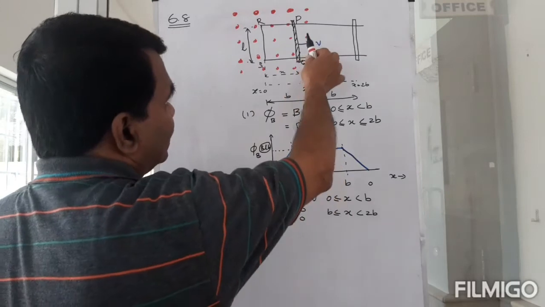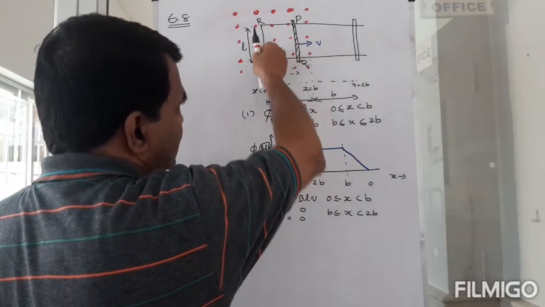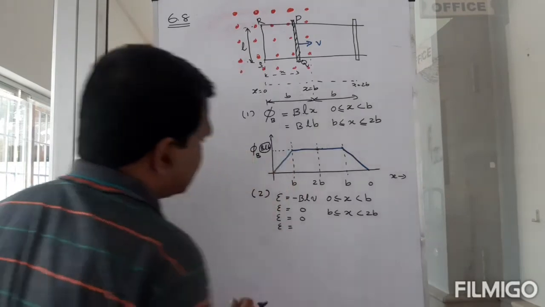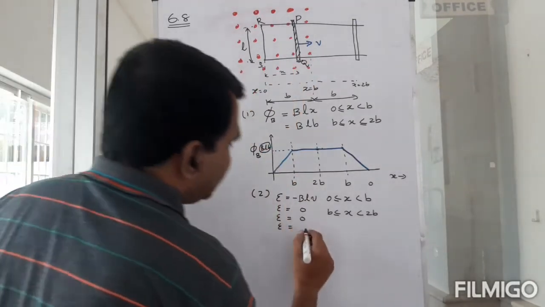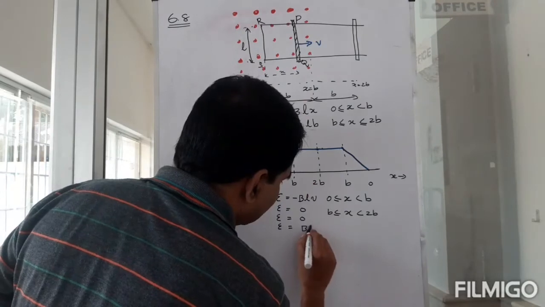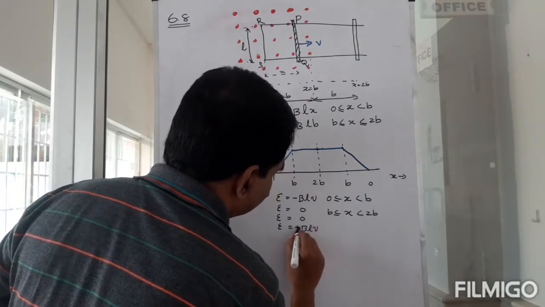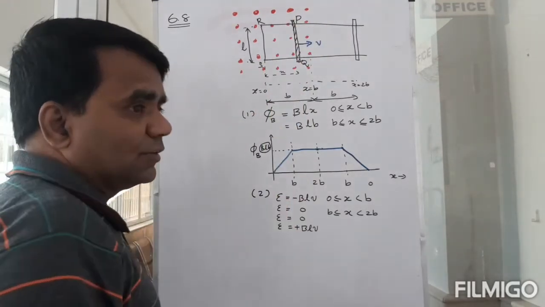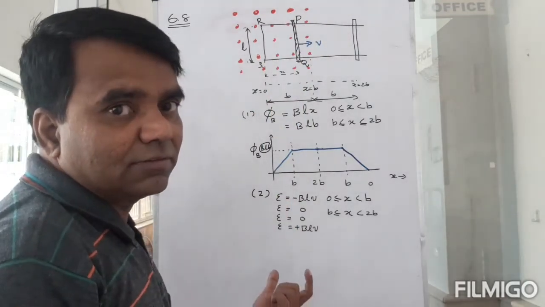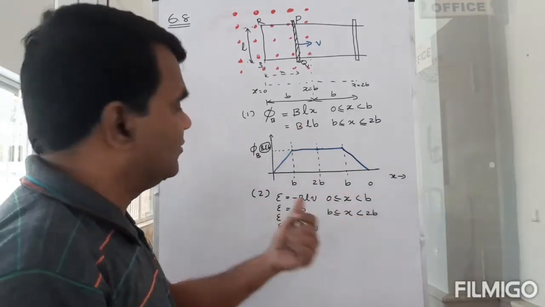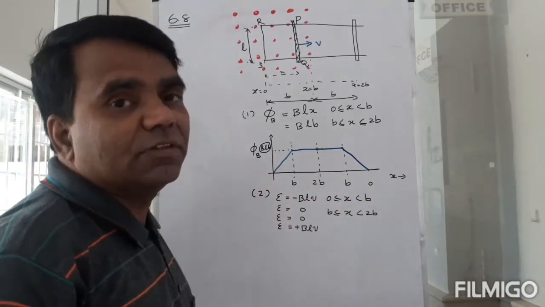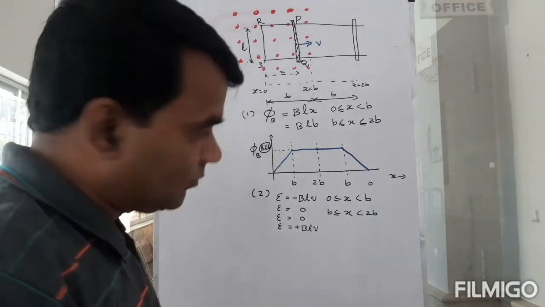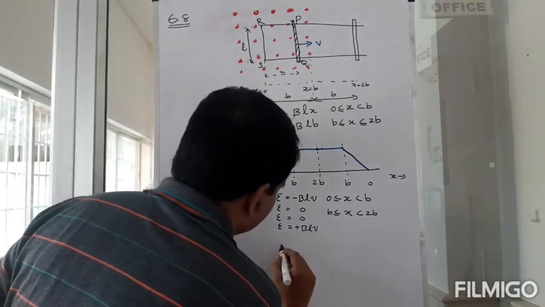But when you go from B to 0, E is equal to the same BLV, but this time it will be positive. Why? Because the flux is reducing. So d phi by dt is a negative number, and minus d phi by dt, which is E, will be a positive number. That's BLV.